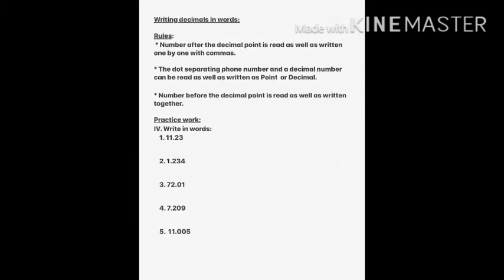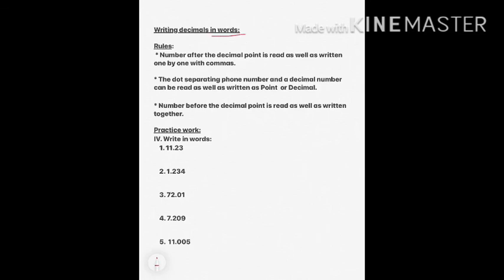Now moving ahead with the last topic here, writing in words. That means a number will be given here and you have to write it in words with the spelling. So there are some rules to follow. Numbers after the decimal point are read as well as written one by one with commas. Means whatever is the number after the decimal point. In case of 11.23, the number after the decimal point, we don't say 23. We say 2, 3. This way we write. We never speak the number together after the decimal point. We read it separately. 2, 3.